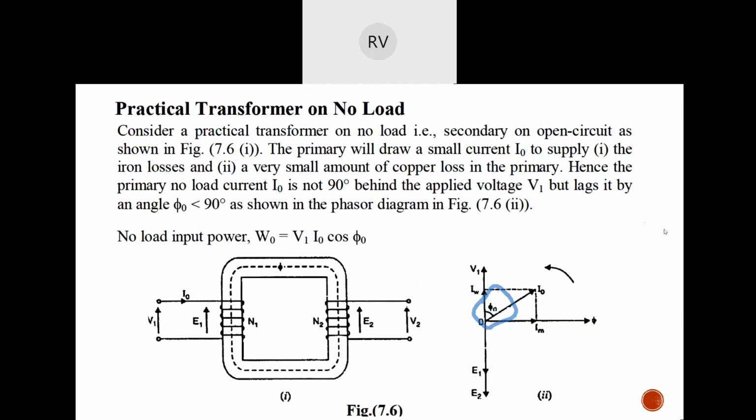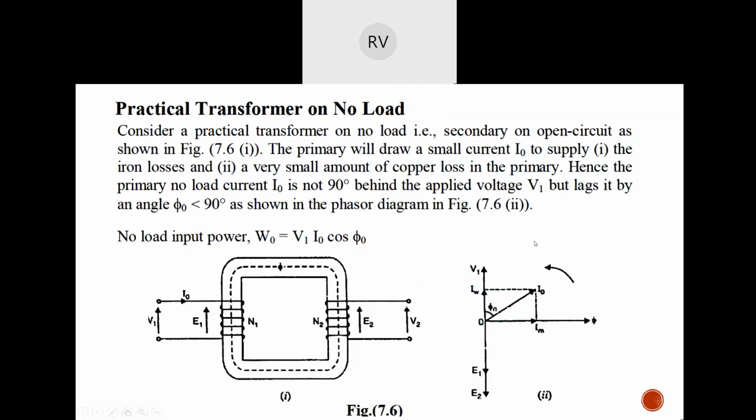So why are we saying I naught cos phi naught? It means you have to take the component. Here IW is the component. IW is nothing but I naught into cos phi naught. So the total no load power that we are giving to the machine is W naught equals V1 into I naught cos phi naught.